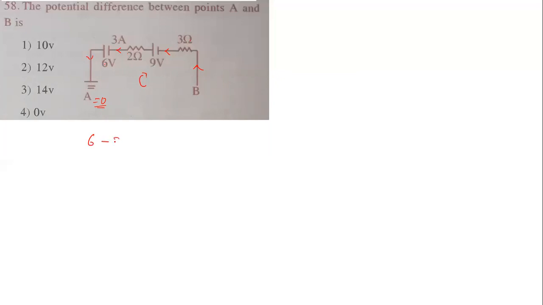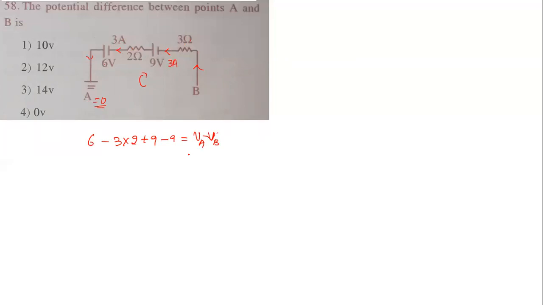Minus 3 into 2. Again, positive terminal of the battery, plus 9 EMF. Again, against the current, and the current is how much? 3 ampere, right? So it is 3 into 3, again minus 9. So that is equal to the potential difference between these 2 points, that is VA minus VB.